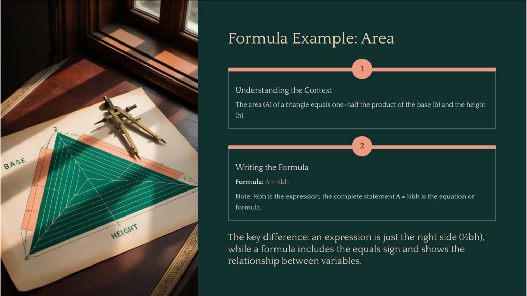Another common formula is for the area of a triangle, A. The rule is that the area is half the product of the base, B, and the height, H. This translates to the formula A equals half BH. The expression 1/2 BH is a general rule that relates the base and the height to the area.